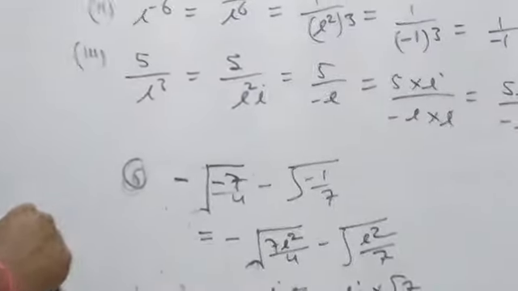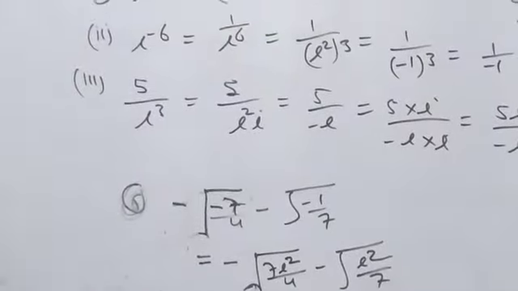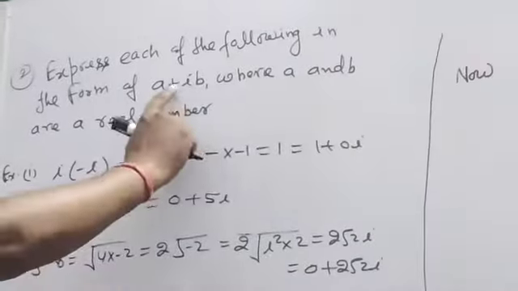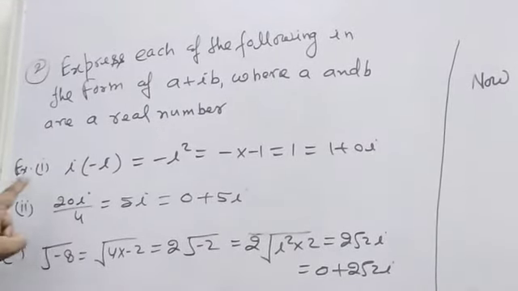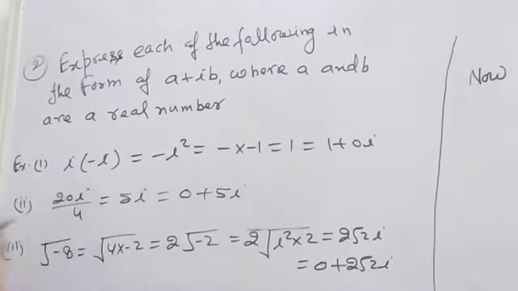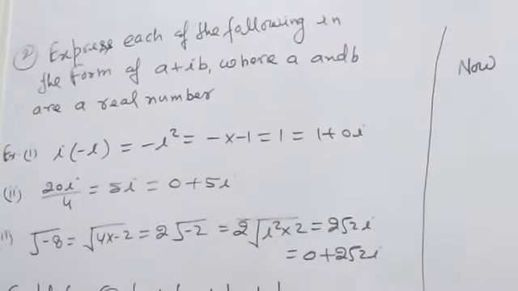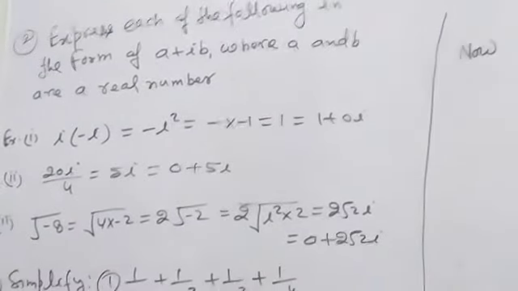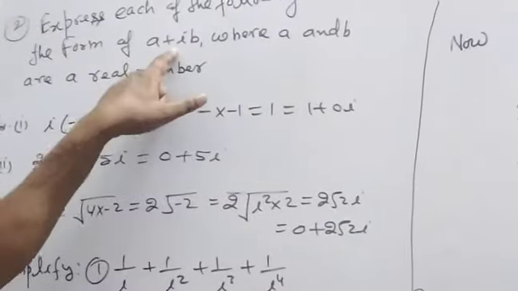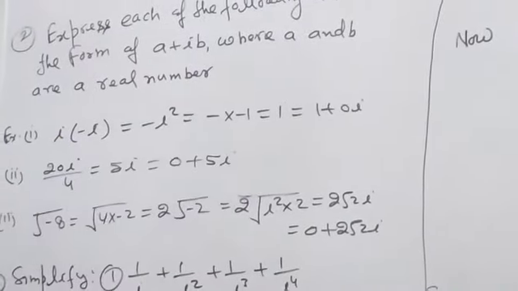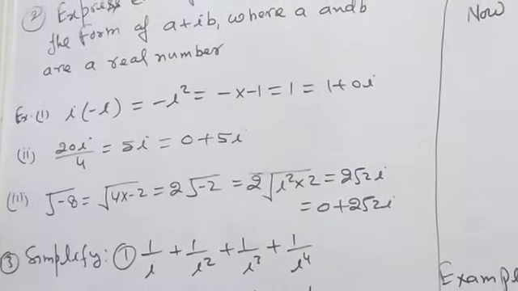Now example number 2. Express each of the following in the form of a plus ib, where a and b are real numbers. Means in this question we have to simplify. After that we have to write in the form of a plus ib, means in both part real and imaginary.